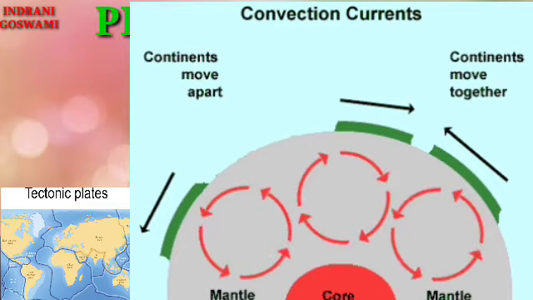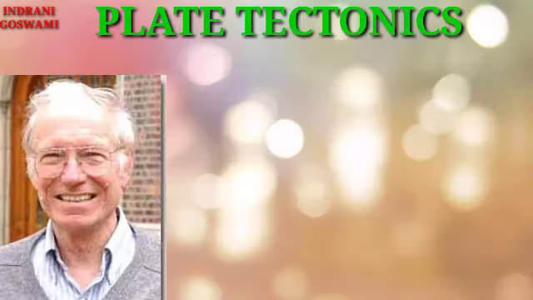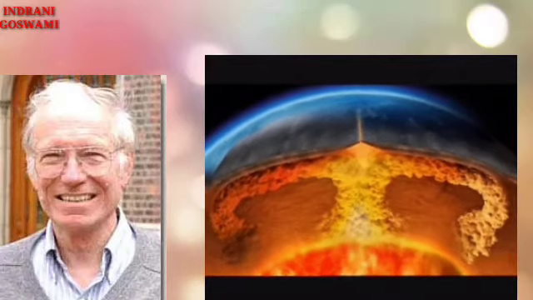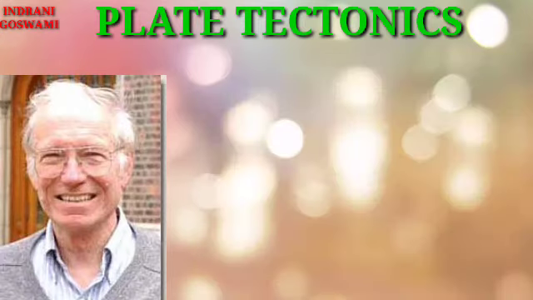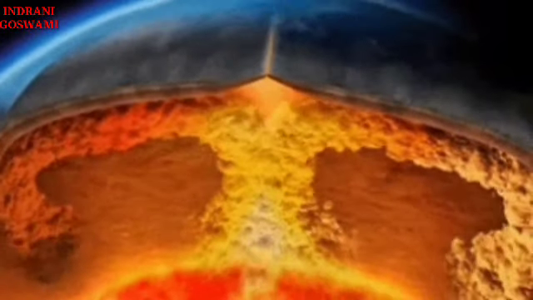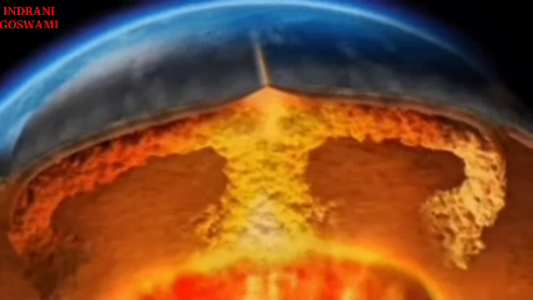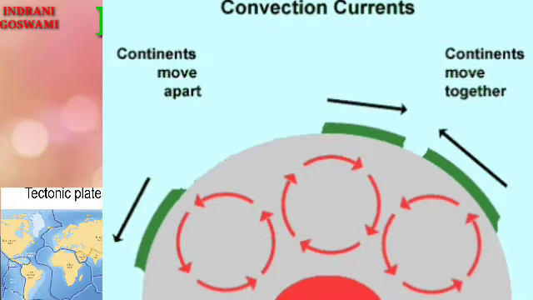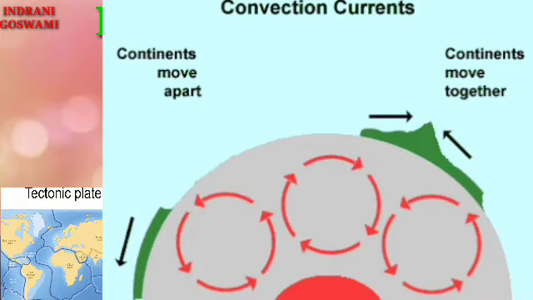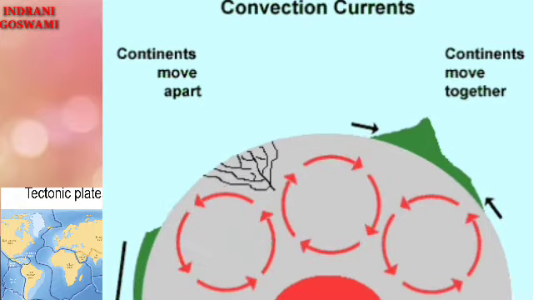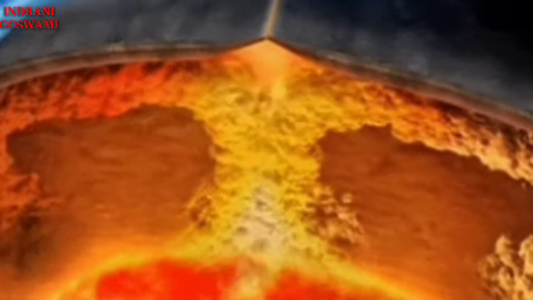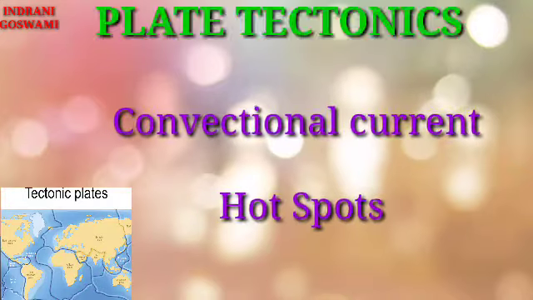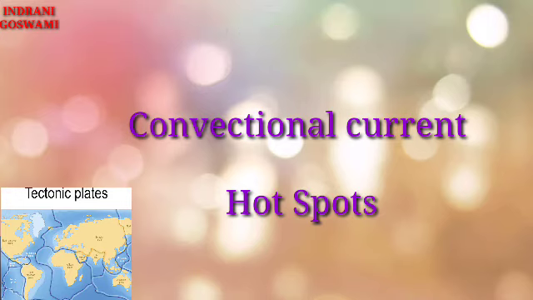After Arthur Holmes, again Mr. W. Jason Morgan proposed the hypothesis of hotspot in the year of 1971. What do you mean by this hotspot? Hotspot means the centers of the volcanic activity. So according to Morgan, the source of magma in the mantle remains fixed in position, while the lithospheric plate above it moves steadily. So in this way, the volcanoes can also be formed over a hotspot, and then it can move away from the magma spot and become extinct. So basically, what are the causes of plate tectonics? Number one, it is convectional current, and number two, it is hot spot.